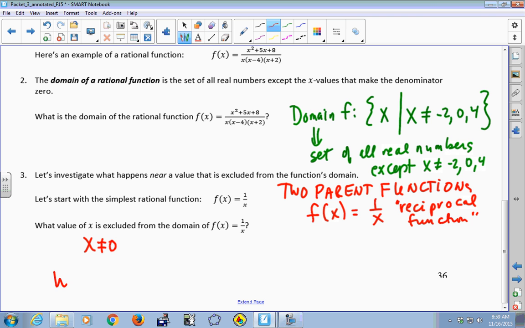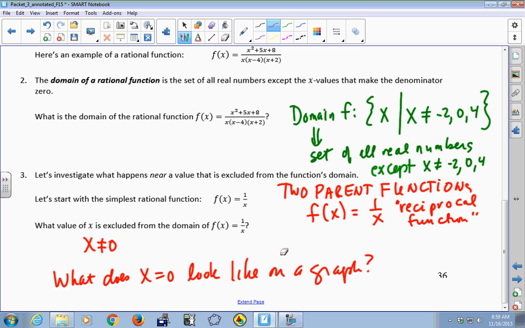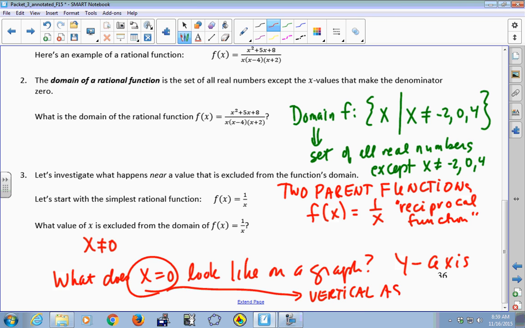Well, if we were graphing, what does x equals 0 look like on a graph? What's our more familiar name for x equals 0? The y-axis, right. So the y-axis is a vertical line. So x equals 0 is going to be our vertical asymptote. So when I draw a graph of this function, I'm going to take my y-axis and make a dotted line.